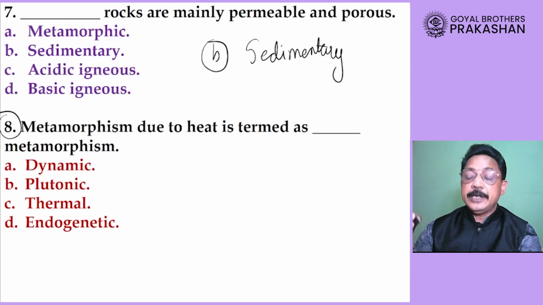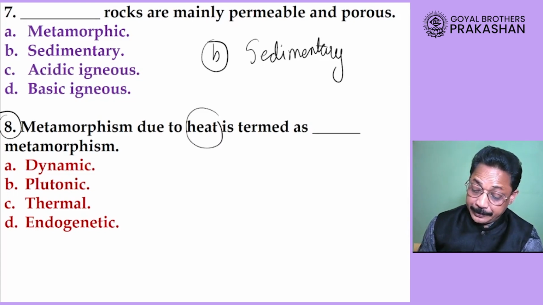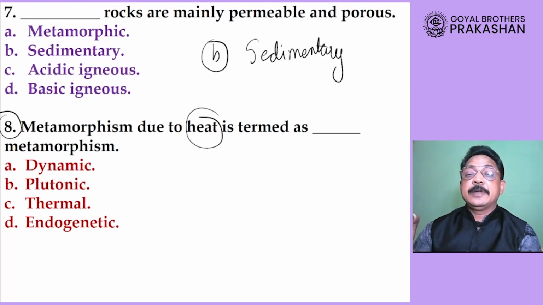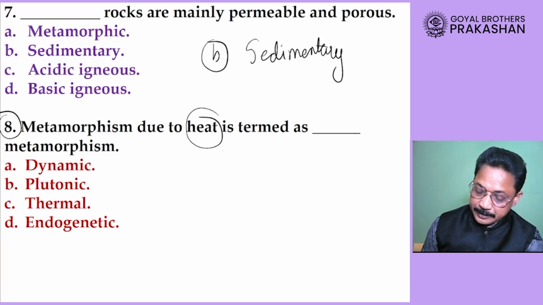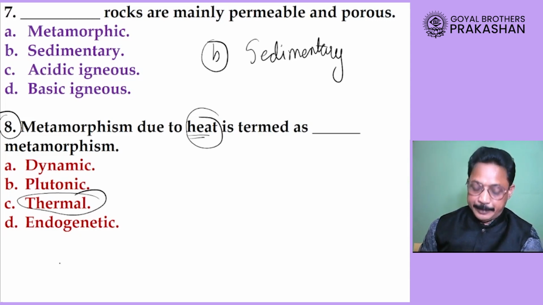Our next question is question 8. Metamorphism due to heat is termed as dash metamorphism. Dynamic metamorphism, plutonic metamorphism, thermal metamorphism, or endogenetic metamorphism. Dear student, when it is because of heat, it is termed as thermal metamorphism.